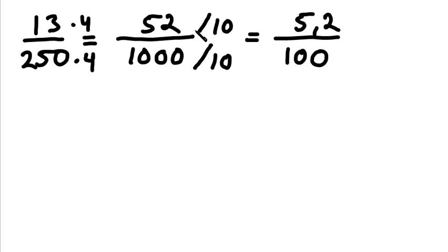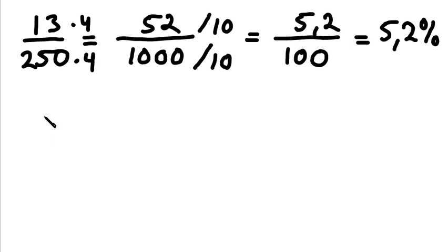Since 52 divided by 10, we move the decimal point, which is here, one step to the left, 5.2. So we know that this is going to be 5.2%, because this is always the percentage if we have hundreds here. How about the decimal?